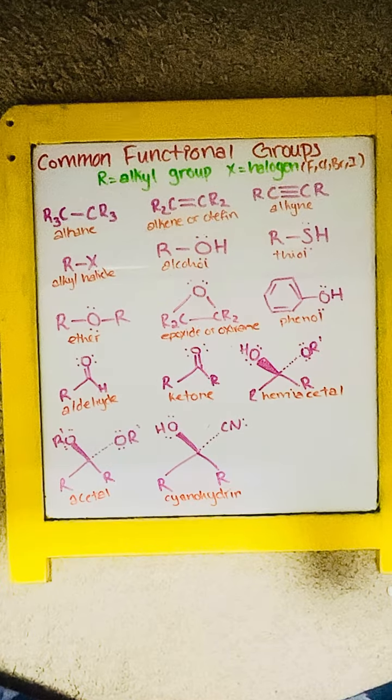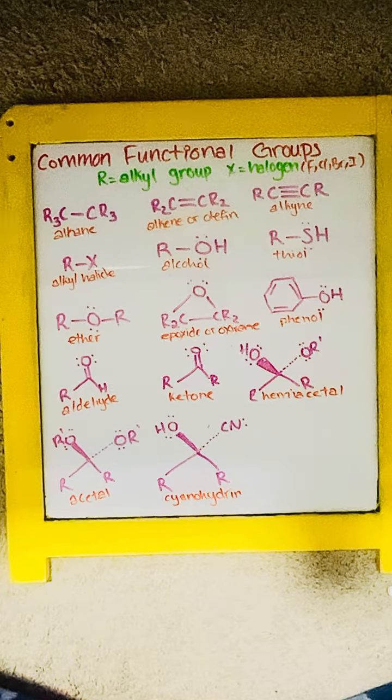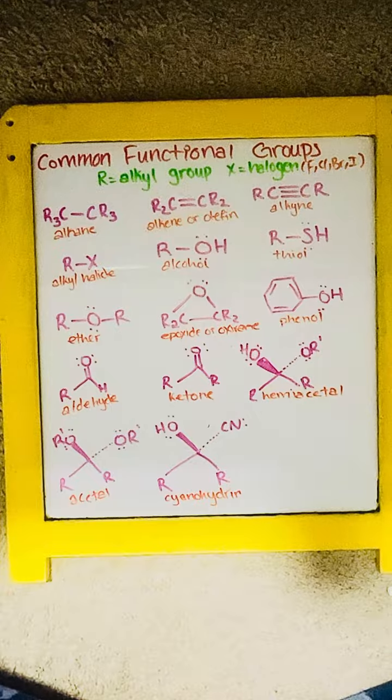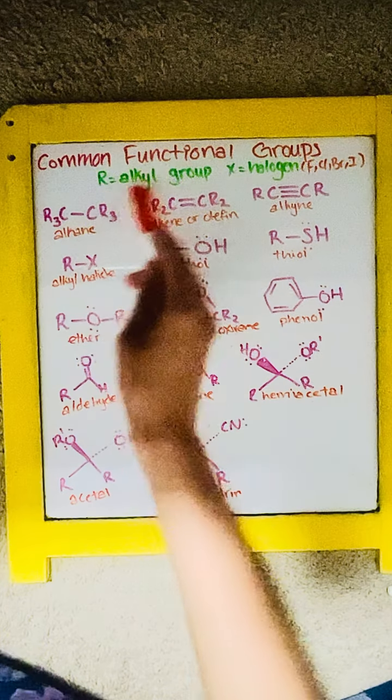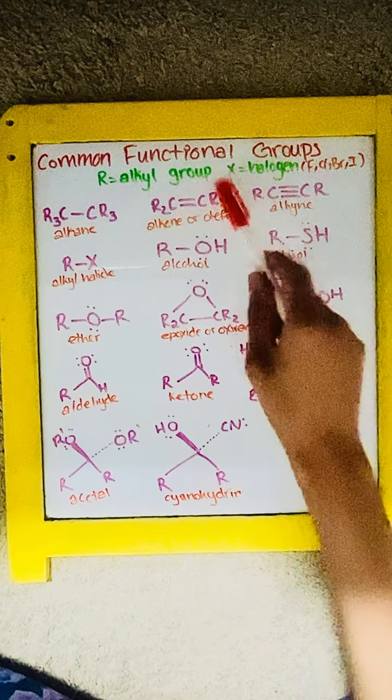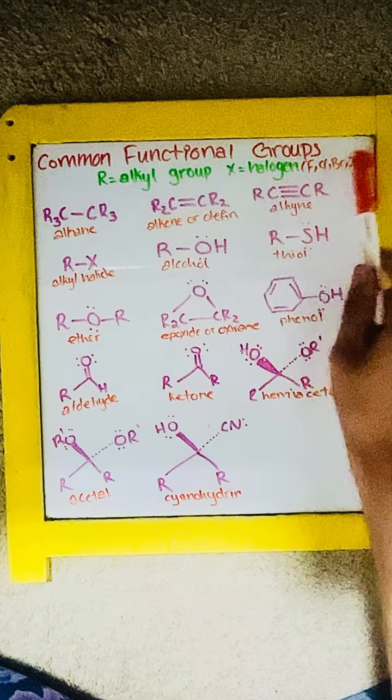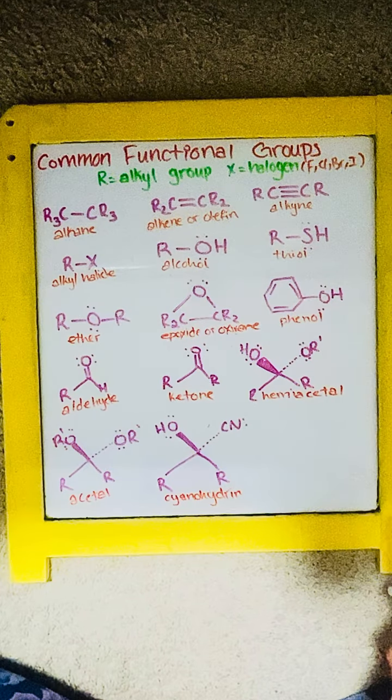Okay, so we're going to talk about the common functional groups. In this video, I'm going to be talking about some of them, and I created another video which has the others. So R represents the alkyl group. X is for the halogens like fluorine, chlorine, bromine, and iodine.